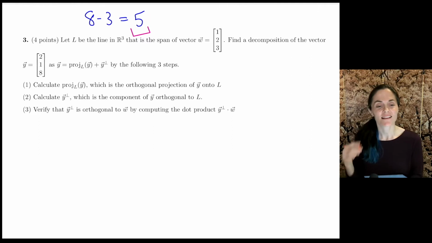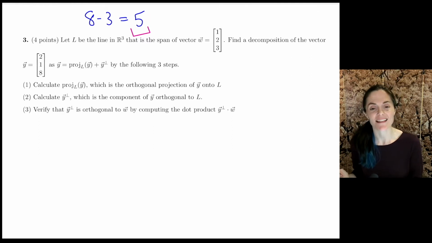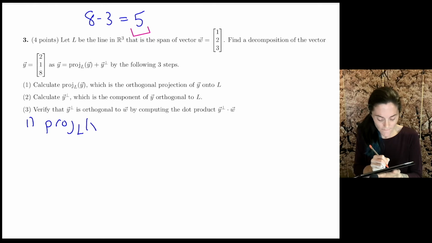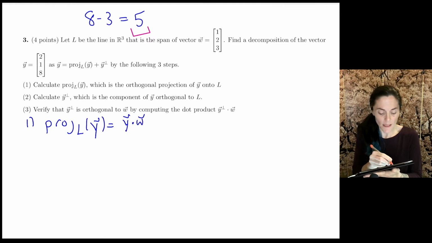Number 3, L is a line in R3 spanned by this vector W, which is 1, 2, 3. We want to decompose Y into its projection along the line, or onto the line, orthogonal projection, plus the component of Y which is perpendicular to the line. And so let's compute the projection first. The formula for projection along a line of vector Y would be Y dot W divided by W dot W. This is the scalar, and then times vector W. This is what we want.